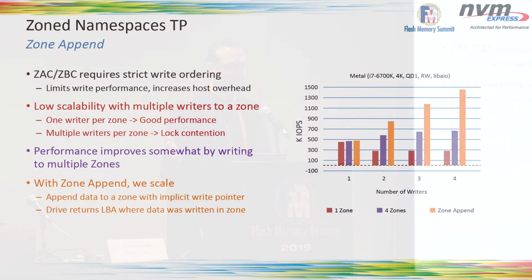Now we can improve this somewhat by writing to multiple zones. So the purple arrows, are they showing purple? Yeah. We're now writing to 4 zones, so we're distributing, and we get better performance.